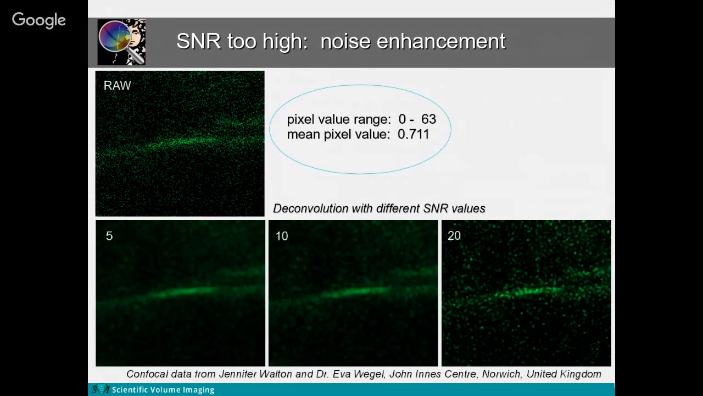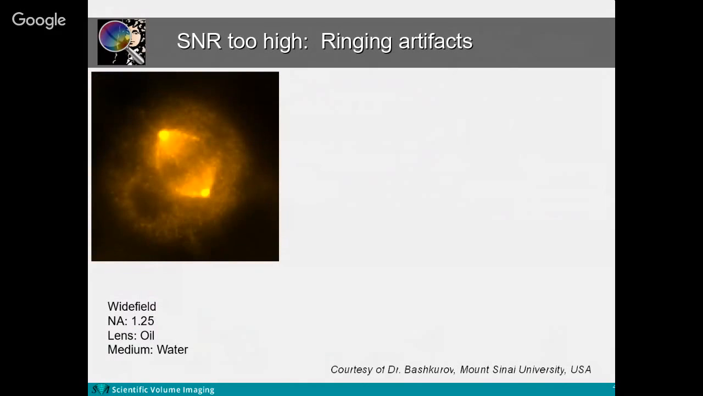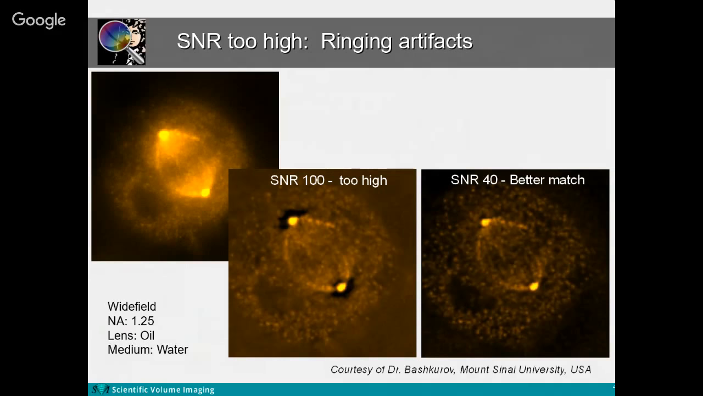Another example, and this is high signal data from a DeltaVision microscope, which is a wide field microscope, shows ringing. Ringing might become apparent around high intensity regions. When using a signal to noise ratio of 100, this ringing is apparent as dark halos around these high intensity objects. And with a signal to noise ratio of 40, it's a much better match and still gives a lot of improvement in signal and resolution gain from your raw data.